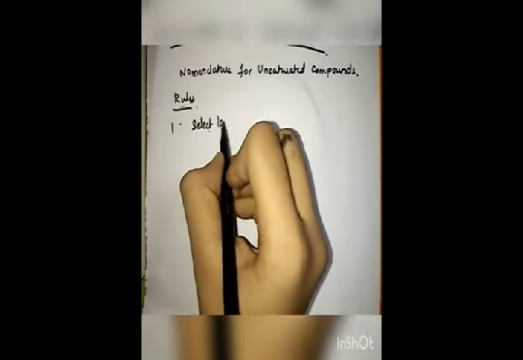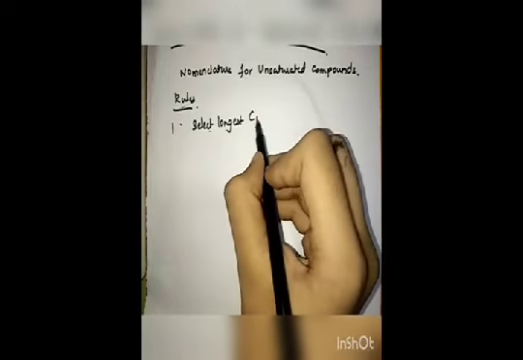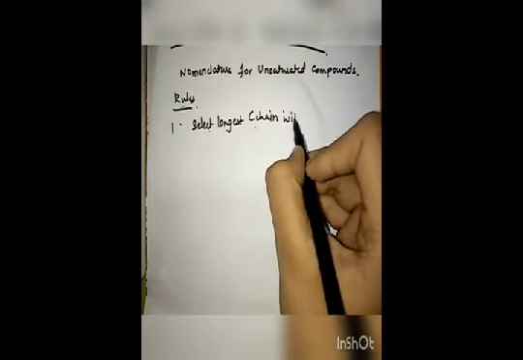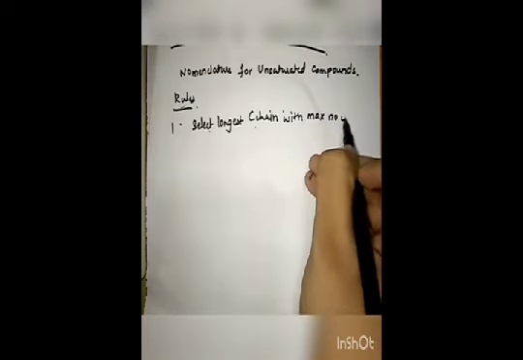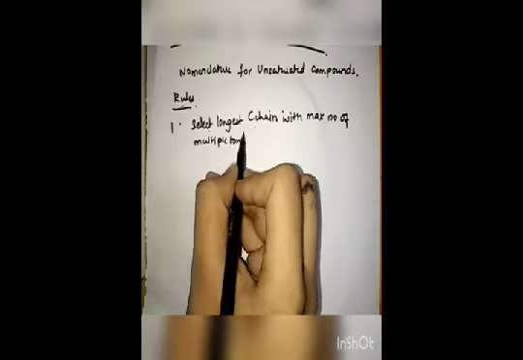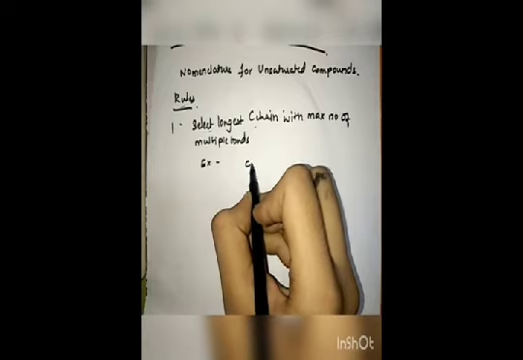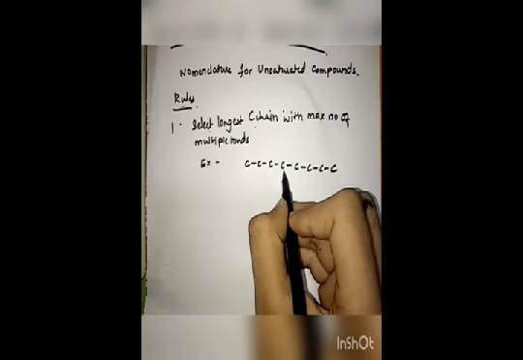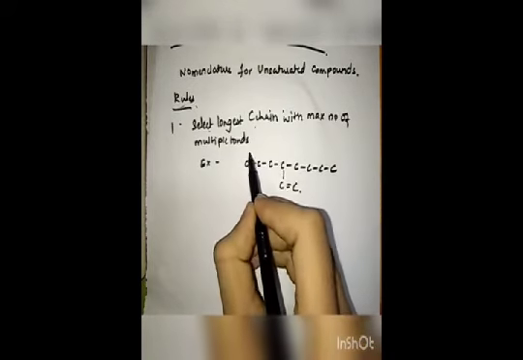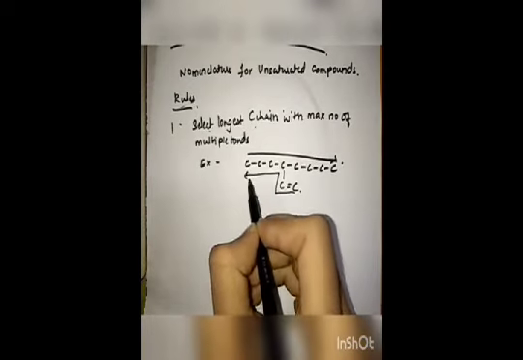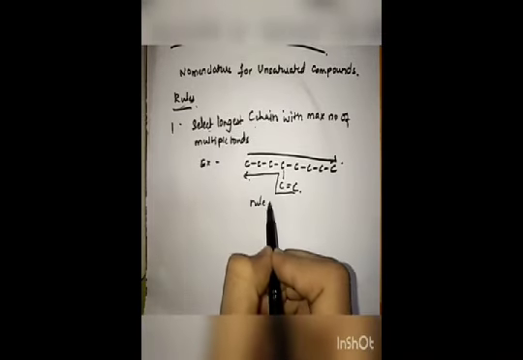So select the longest carbon chain with maximum number of multiple bonds. As an example, if you see this, this is the longest carbon chain, but you will be selecting this one as per rule number 1.